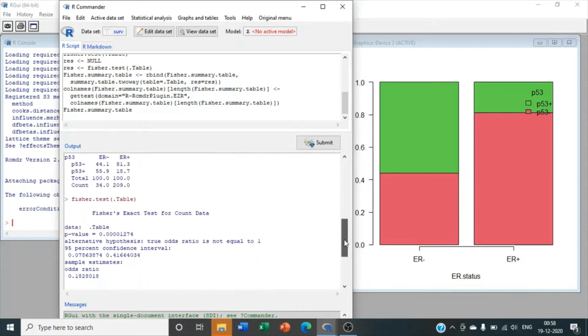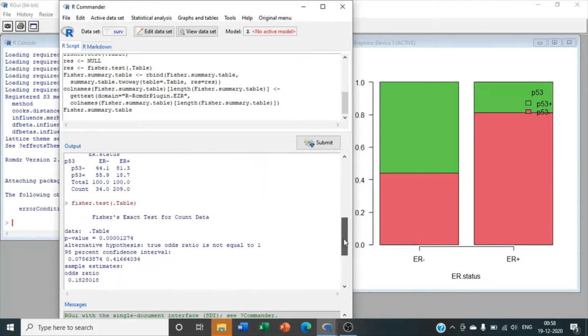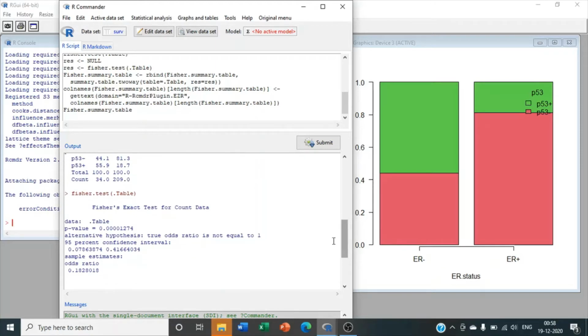Now, let us come to the details of the tests over here. We get certain other details provided by EZR. While seeing the exact test for count data, we get the same p-value of 0.00000127.